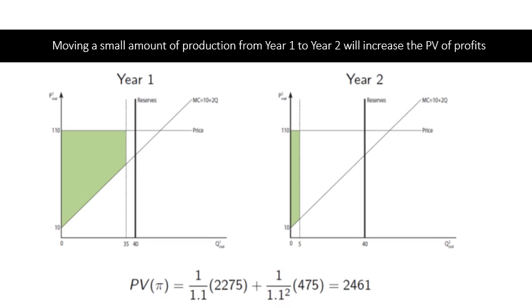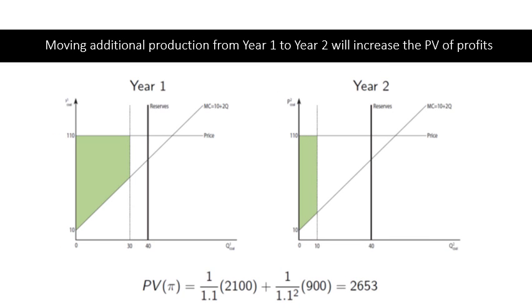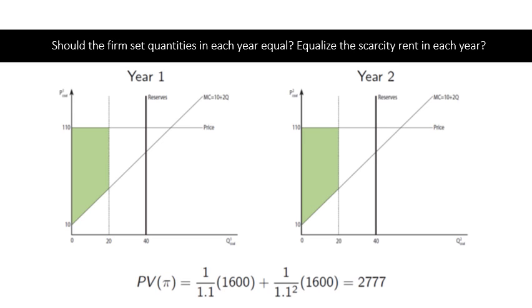Now let's look at a slightly different allocation of production. Now we're allocating a little more from year 1 to year 2, and our profits went up even further. We're at 2,653. So what's going to get us to the optimal amount of production? Should the firm set quantities in each year equal? Equalize the scarcity rent in each period. Now we've gotten up even further from the previous slide. Our profits are now 2,777 by producing 20 in each period.